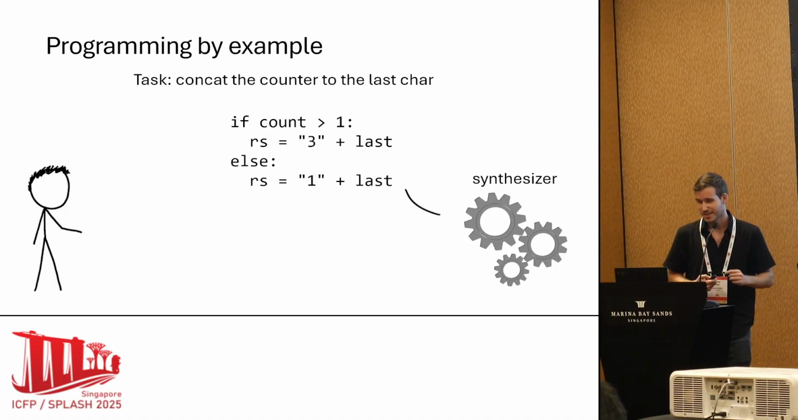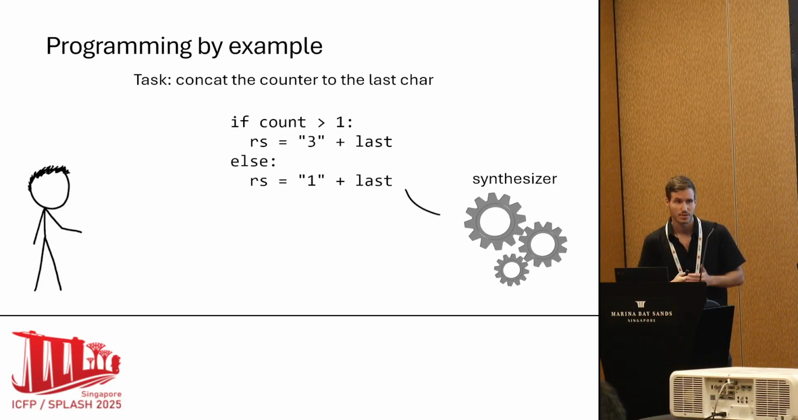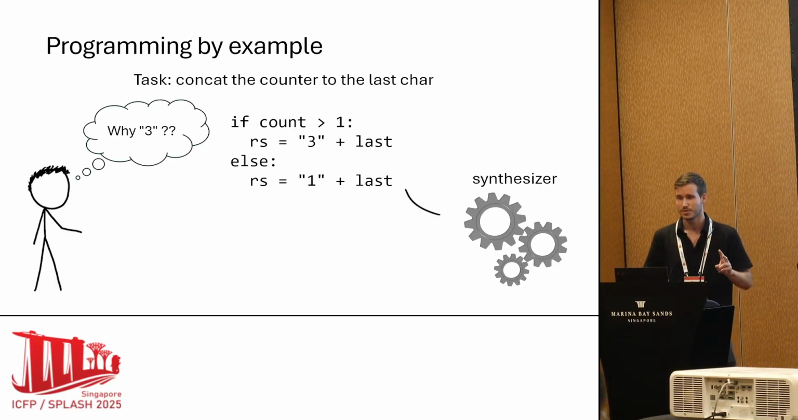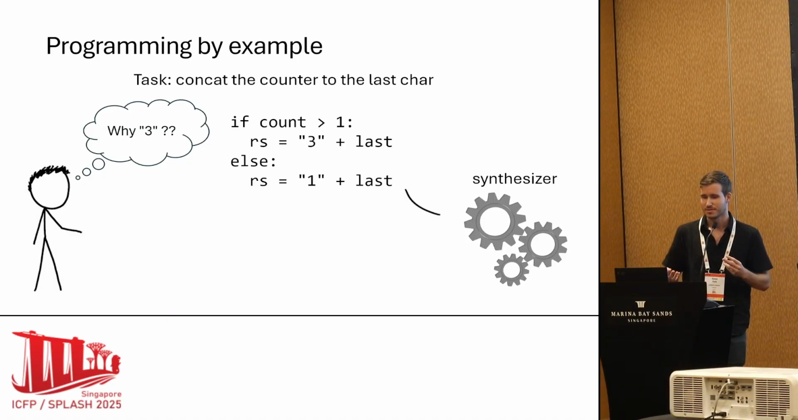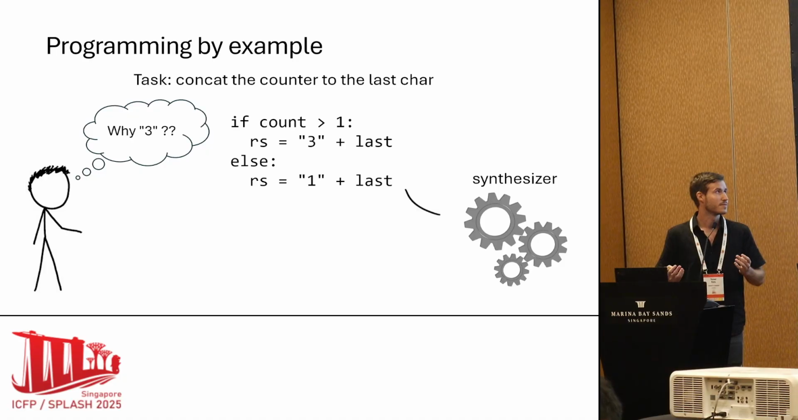Now the user is a bit confused. I mean, after sending the examples to the synthesizer, the examples are no longer visible to him, so he can't really tell that he made a typo. And when he looks at the code, he sees this constant 3 in the code, but he can't really recall that any of his examples contain the 3. So he's like, what's going on here?